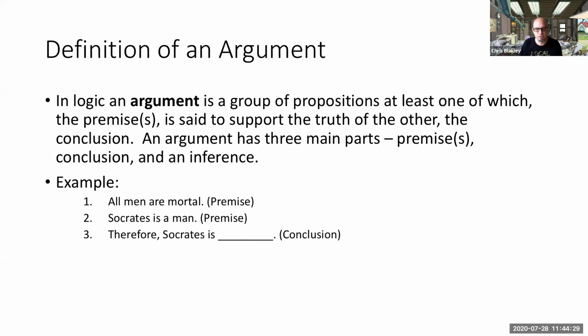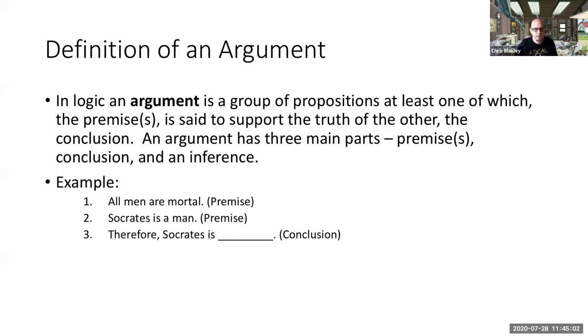So here's that technical definition of an argument then. A group of propositions, at least one of which, the premise, is said to support the truth of the other, the conclusion. And so an argument has three basic parts to it. At least one premise, that's the statement or statements that express the reasons or the evidence that's being offered up in support of the conclusion. That's the other premise. And then the alleged connection between the truth of the premise or premises and the truth of the conclusion. That's the inference. That's the logical part of the argument.